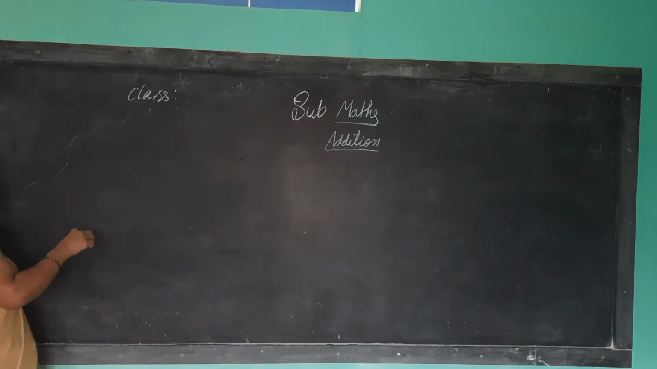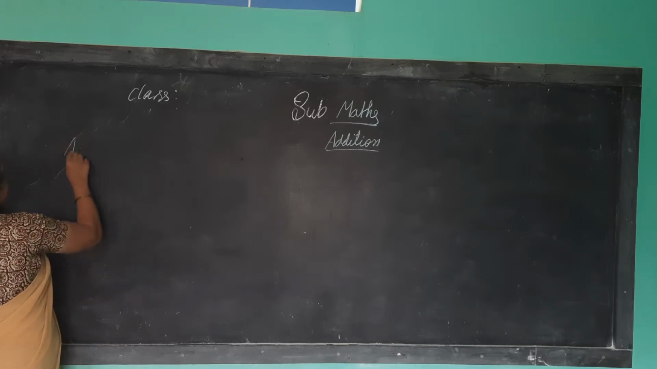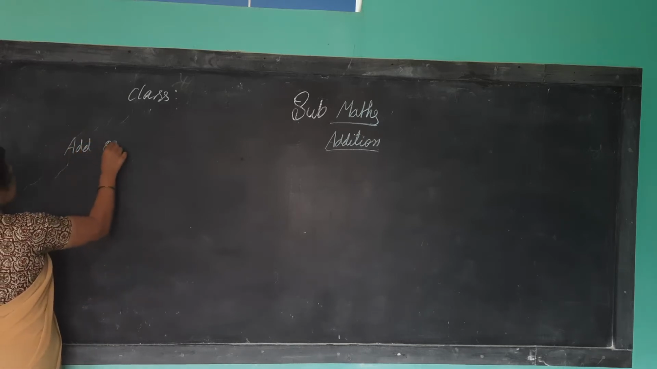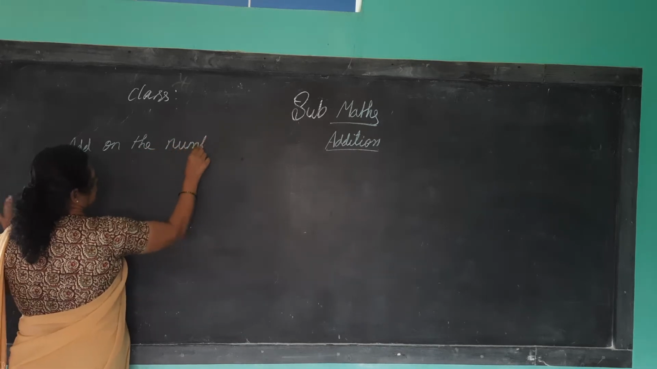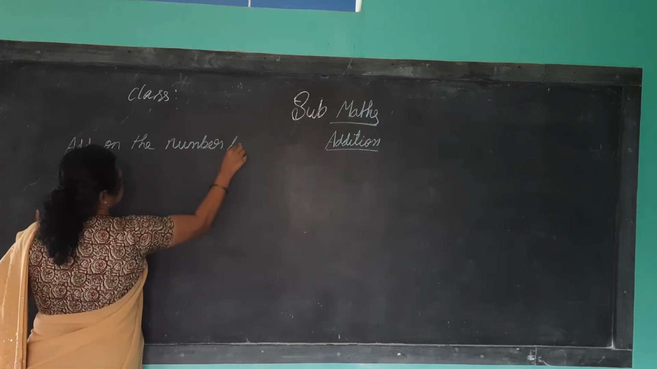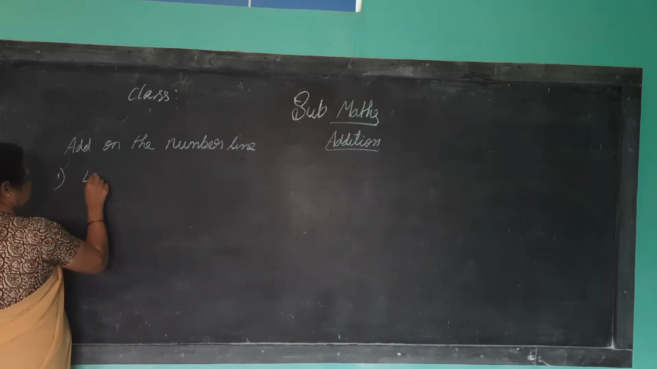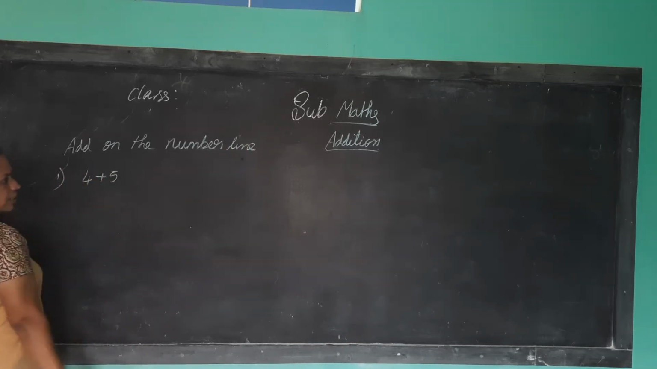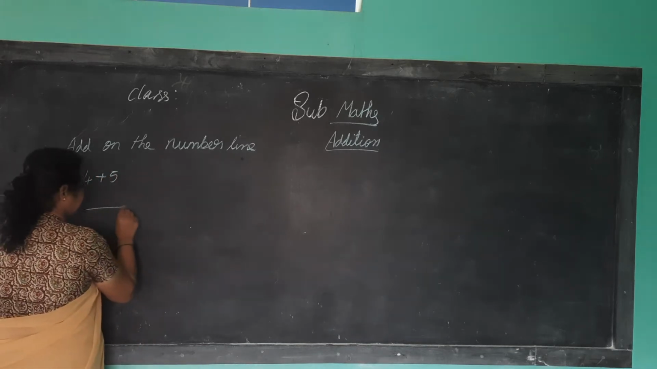So you have learned now to add on the number line. You know that. See right here, add on the number line. They have given one sum, 4 plus 5. So I will write the number line.